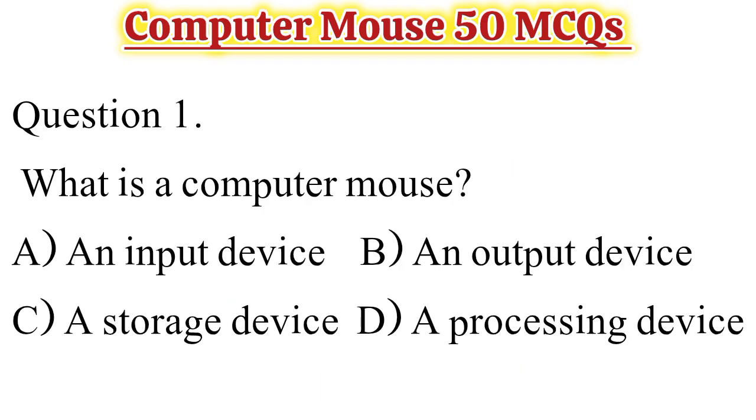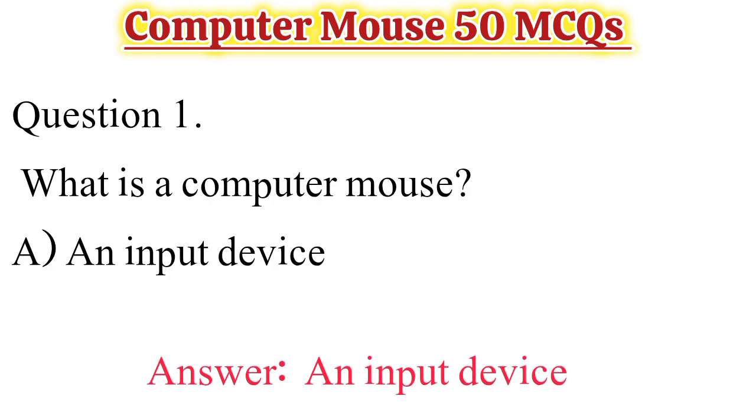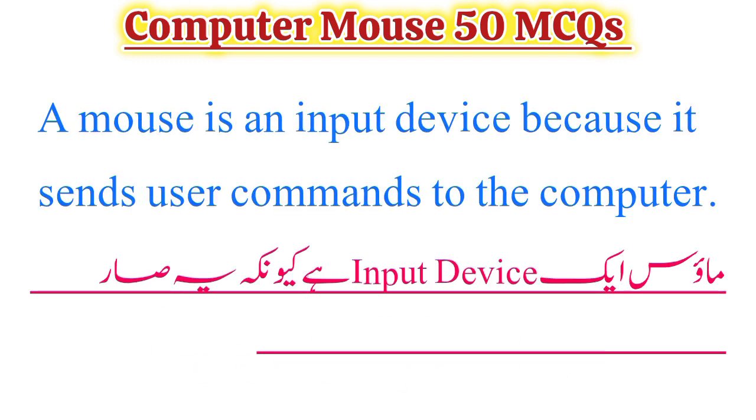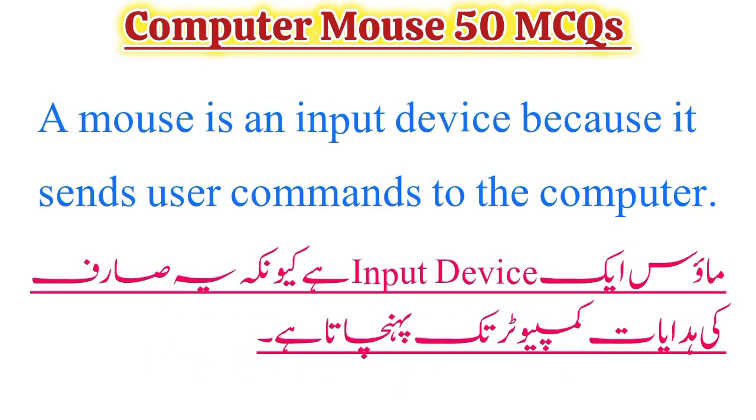1. What is a computer mouse? A. An input device. B. An output device. C. A storage device. D. A processing device. Answer: A. An input device. A mouse is an input device because it sends user commands to the computer.